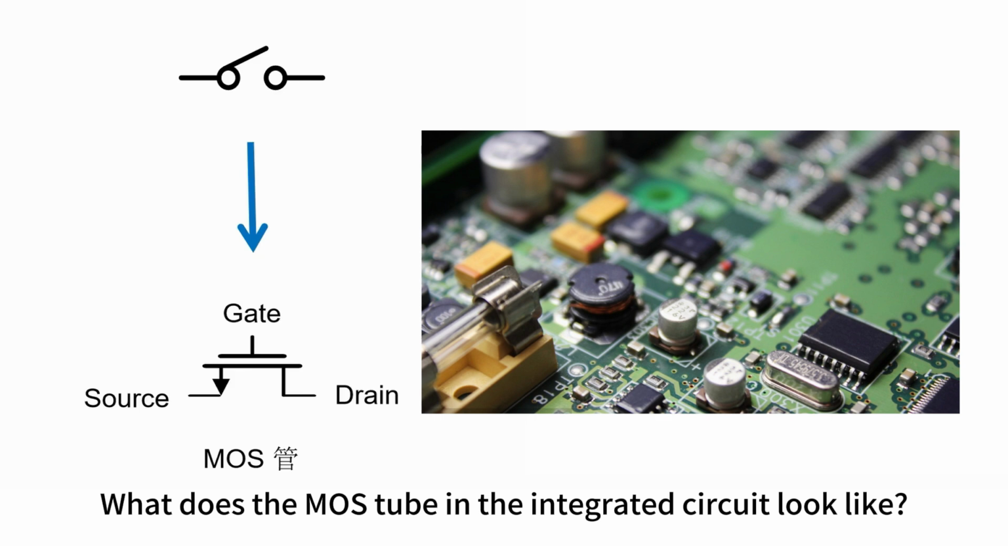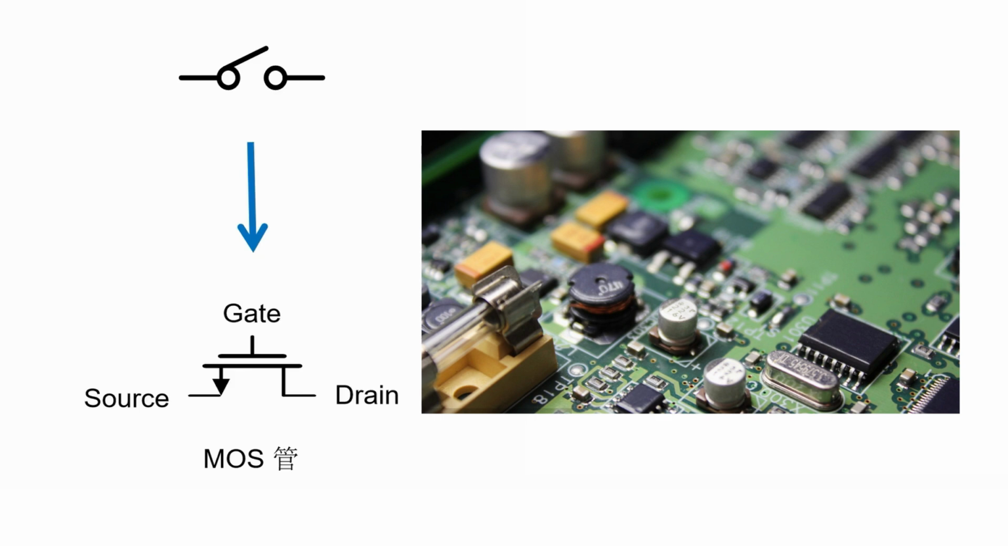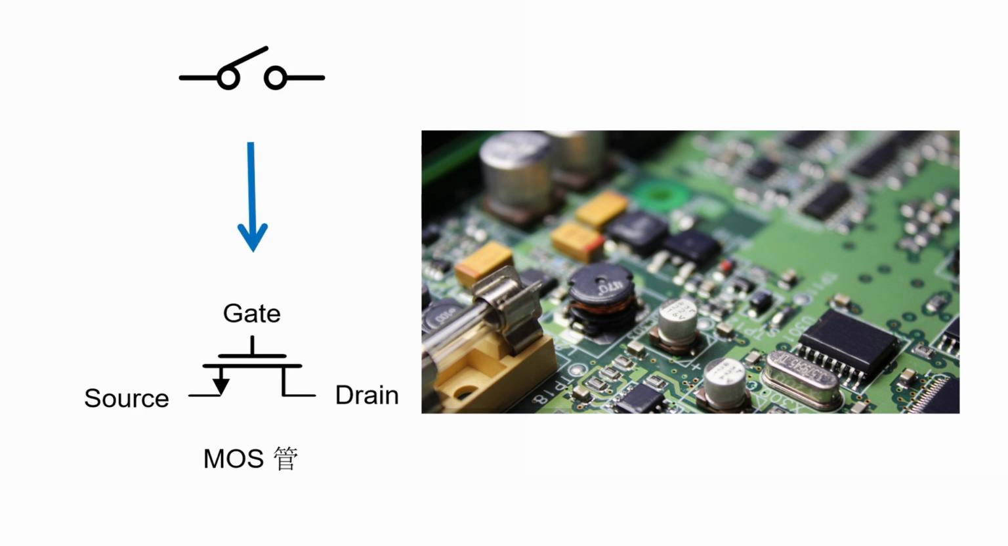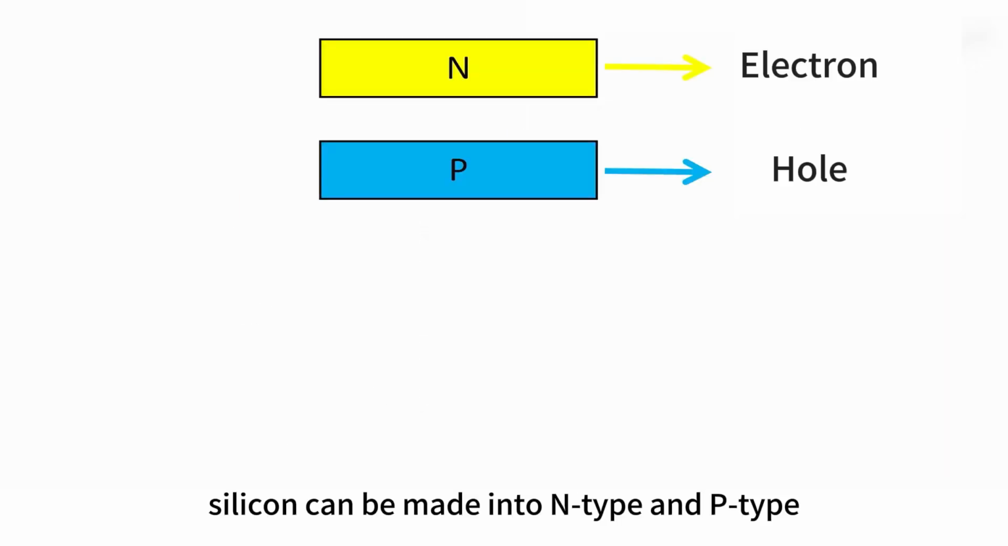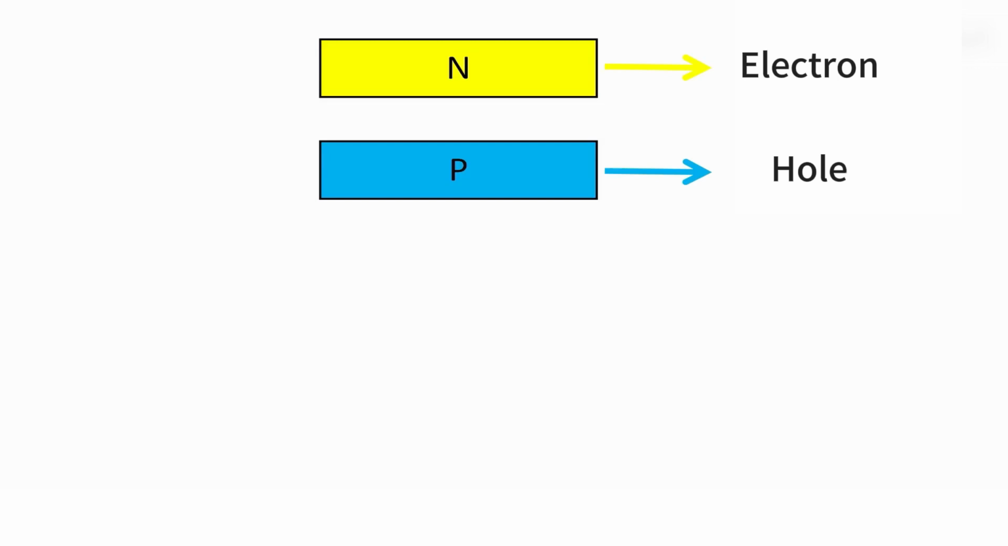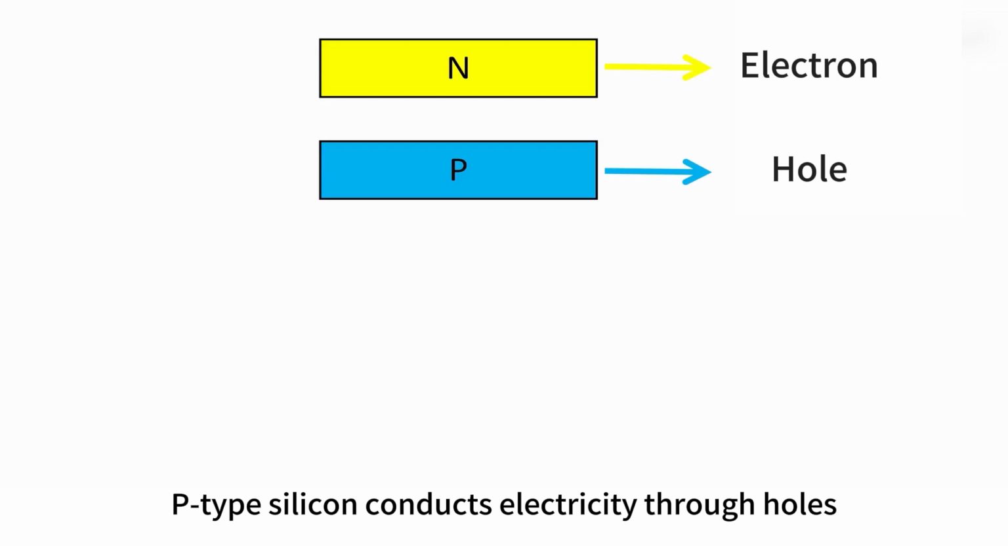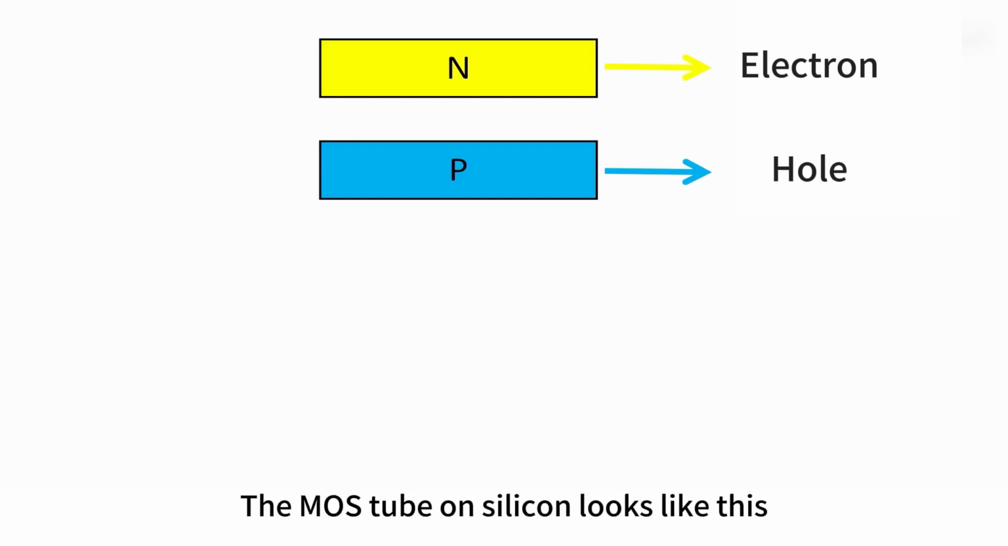What does the MOS tube in the integrated circuit look like? Most integrated circuits at this stage are made on silicon. Depending on the doping, silicon can be made into N-type and P-type. N-type silicon conducts electricity through electrons. P-type silicon conducts electricity through holes. The MOS tube on silicon looks like this.